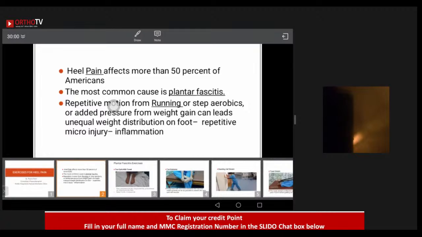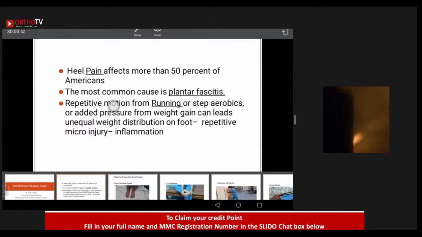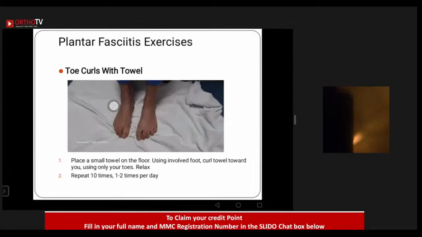The most common cause is plantar fasciitis. Repetitive running or repetitive aerobics, or added pressure from weight gain, can lead to unequal weight distribution on the foot, and that leads to repetitive micro-injury or inflammation. So let us go through the exercises.